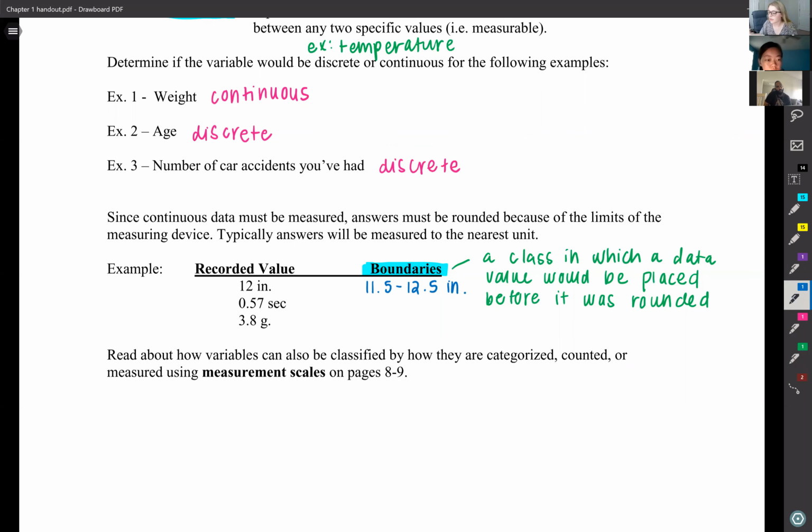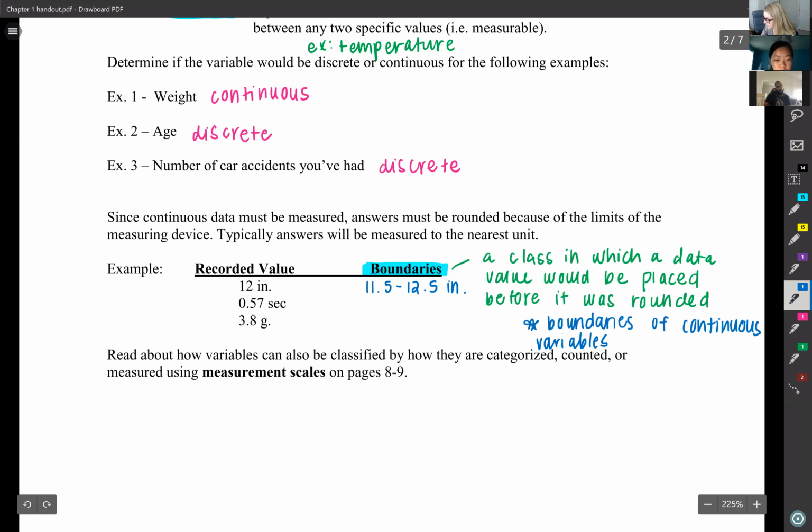I'll explain a little bit how I got this. If you go through reading the textbook, it will tell you, and I'll probably just make a note of this on here. I might write it down here. Let's see. So your textbook tells you that boundaries of continuous variables are given in one additional decimal place and always end with a 5.